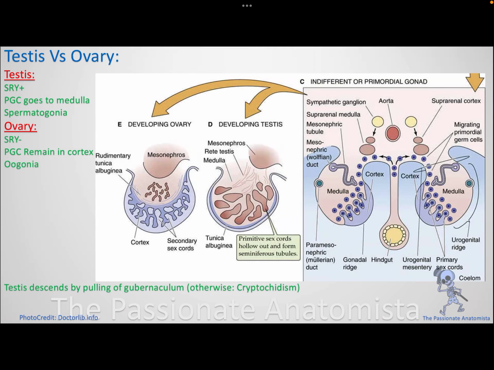Now here we have a higher magnification. It's actually a brilliant picture made by this website, Dr. Lib or Lib Info. It's an amazing picture that shows you, as a recap, that you have the intermediate mesoderm on either side of the aorta. That's going to give you the urogenital ridge, and we call it urogenital because part of it is responsible for the uro part, which is the kidney, and part of it is the genital part.